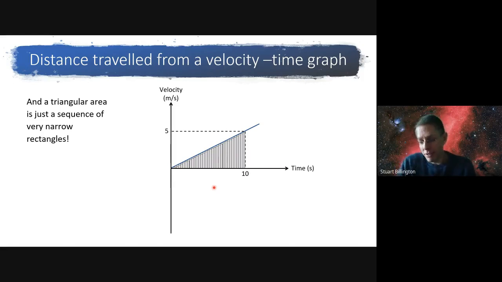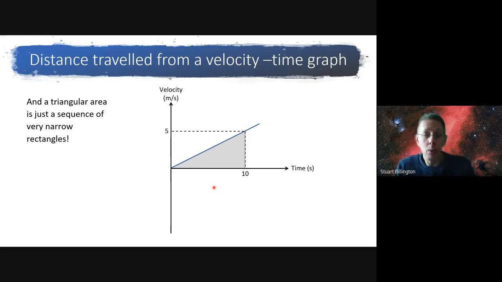And in fact, if this becomes a continuous journey where I look at it in billionths of a billionth of a billionth of a second at a time, all of those little white bits become insignificantly small. And we really do have the area of the triangle.